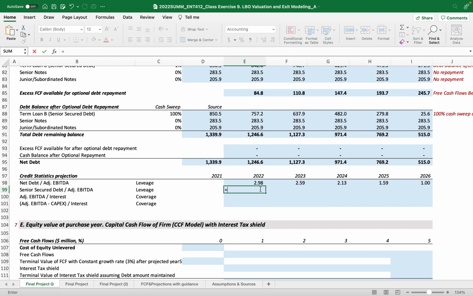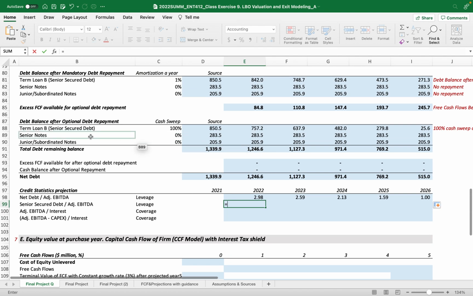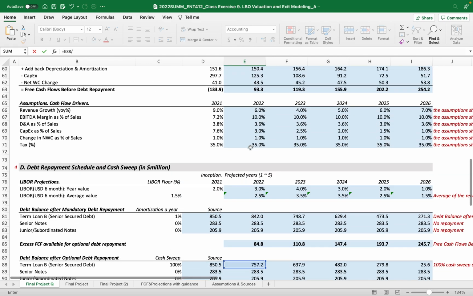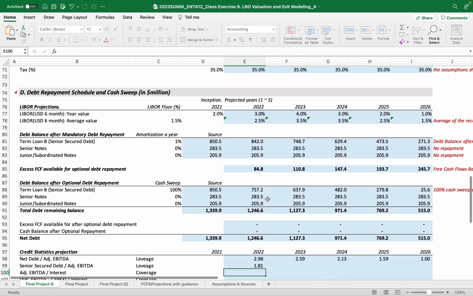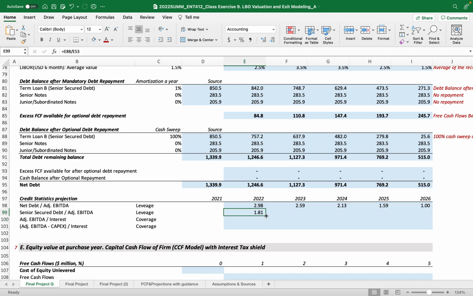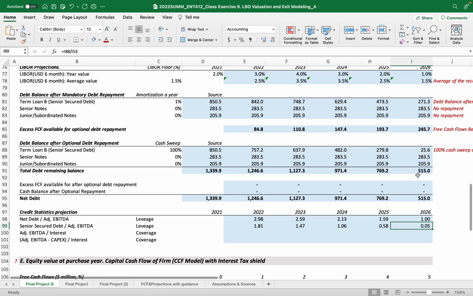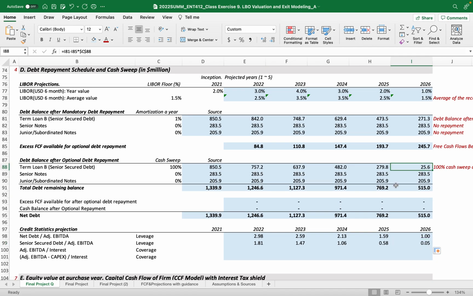The senior secured debt amount over the Ebitda. So, senior secured debt or the term loan B, right? So we want to see the actual remaining leverage of the repayment, right? Divided by also the Ebitda. It definitely has decreased, and then only 0.05 is the remaining ratio, right? Because as you can see here, only $25 million out of 850 is remaining.